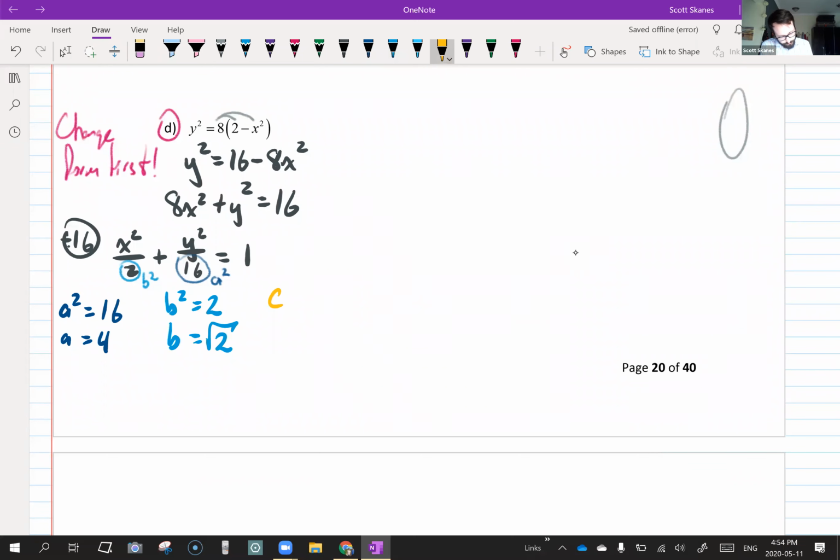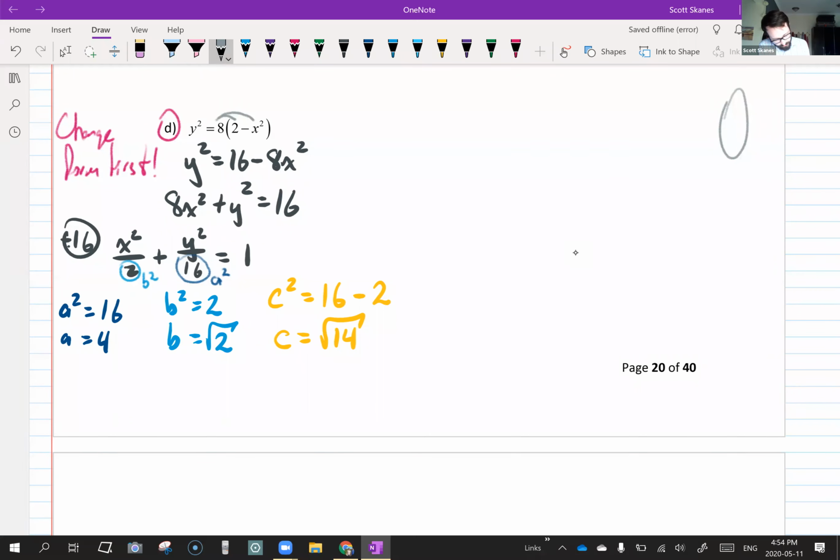C squared is going to be a squared, 16, minus b squared, 2. That means that it's 16 minus 2, which is 14, square root of that, root 14. I'm not going through every step anymore because it's not necessary. So good job, Abdul. You're saying 0 root 2 and 0 negative root 2. Now that's wrong. How the mighty have fallen.